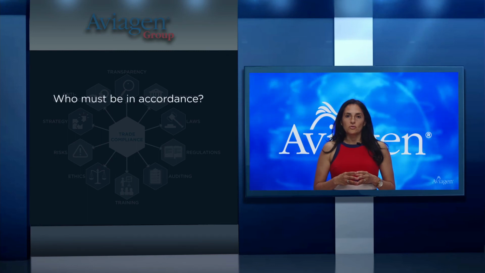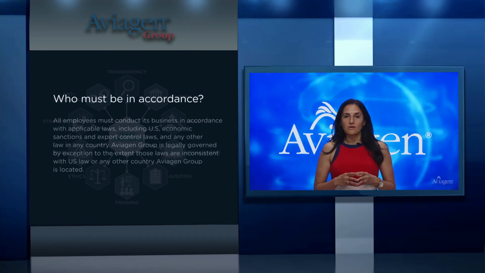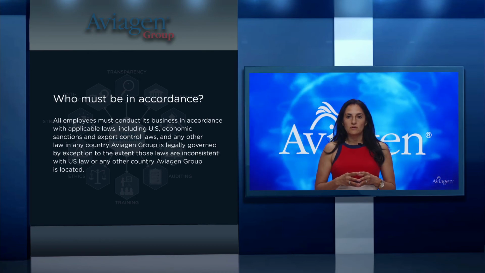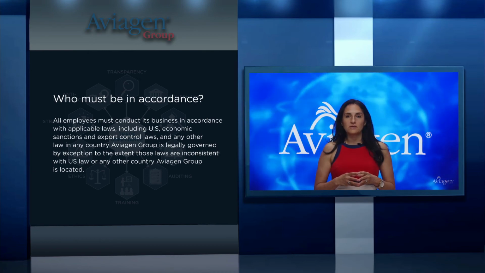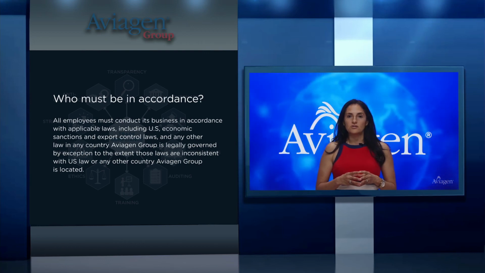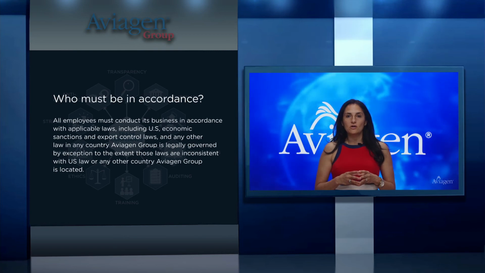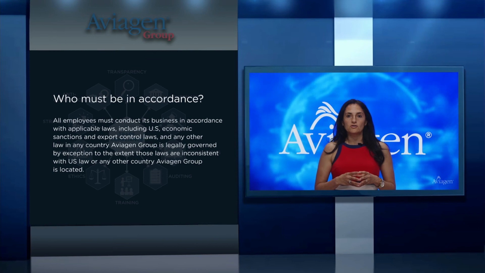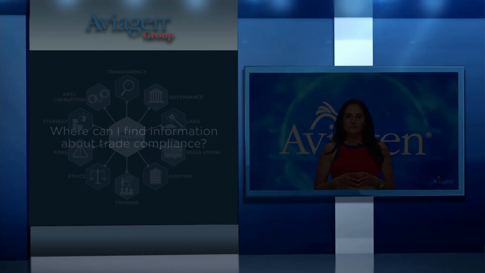As Aviagen Group is a U.S. registered company, all employees must conduct its business in accordance with applicable laws, including U.S. economic sanctions and export control laws, and any other law in any country by which Aviagen Group is legally governed, except to the extent those laws are inconsistent with U.S. law or the law of any other country where Aviagen Group is located.